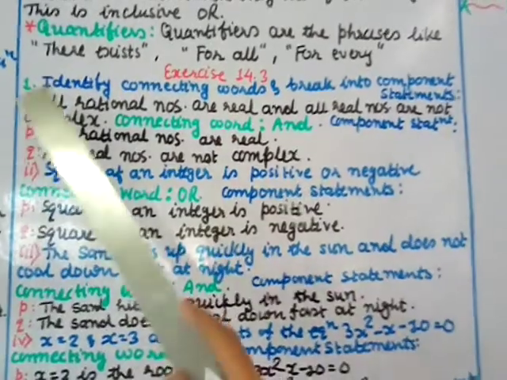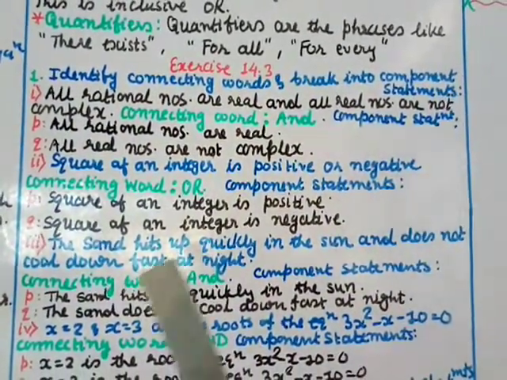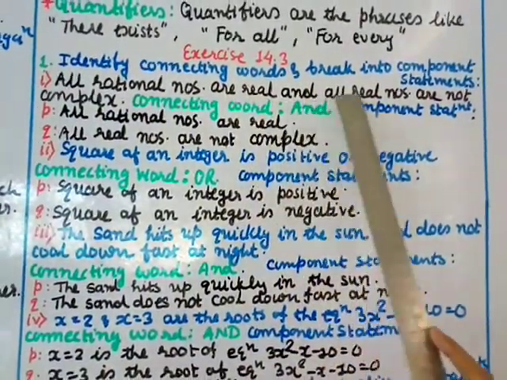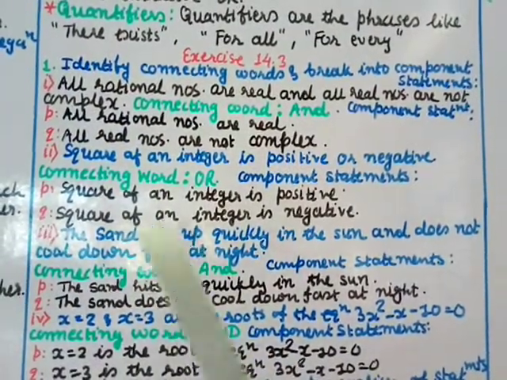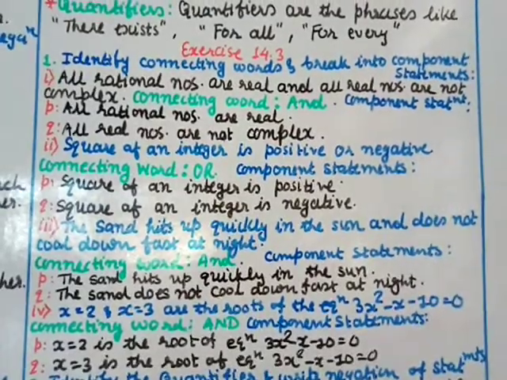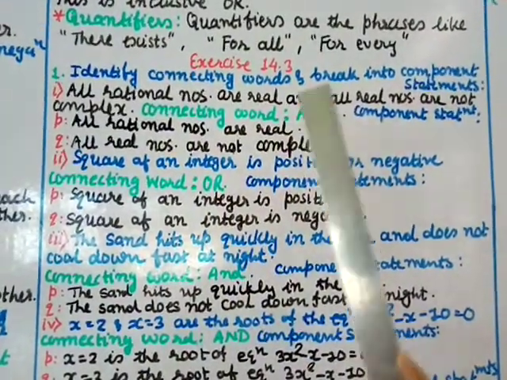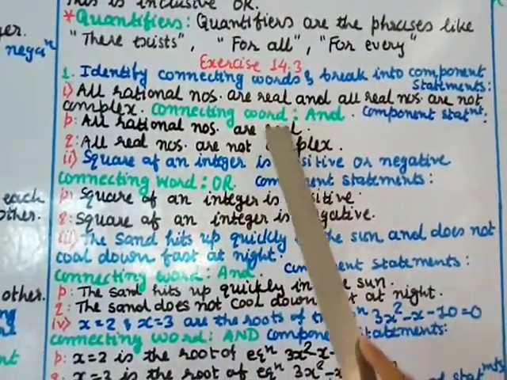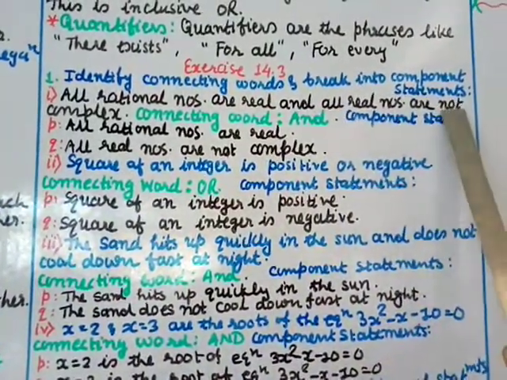Question number 1. Identify connecting words and break into component statements. Number 1: All rational numbers are real and all real numbers are not complex. Now here the connecting word is and, right? Because two component statements are connected with the connecting word and. So the connecting word is and, and the component statements are: the first one is all rational numbers are real, you call it P. And the second one is all real numbers are not complex.